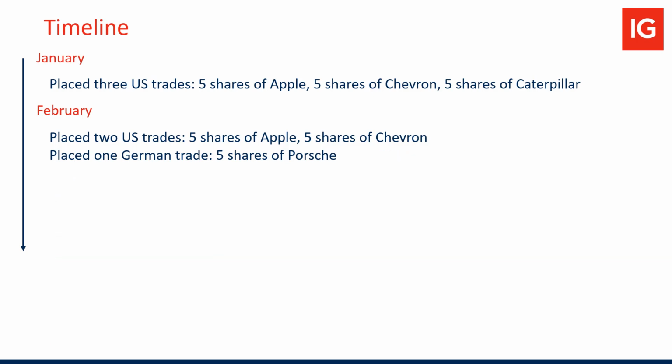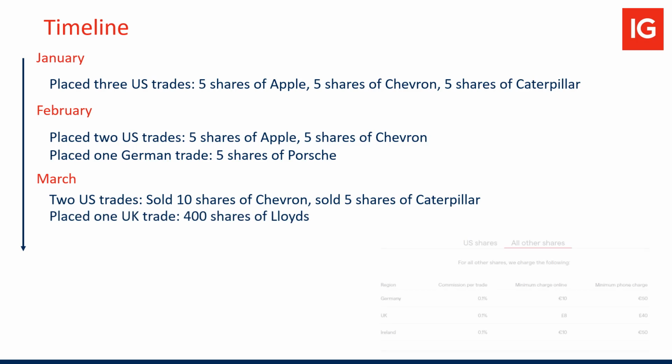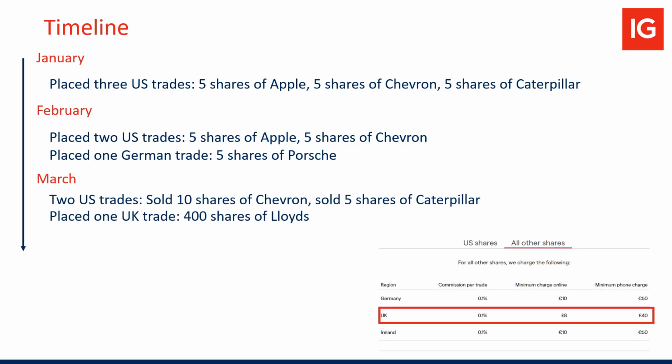And then February passes, and all of a sudden now we're into March. Two U.S. trades. We sold 10 shares of Chevron, and another trade where we sell 5 shares of Caterpillar. No fees on that because again, within March, that's 50 or less trades, right? And we placed one UK trade. We bought 400 shares of Lloyds, where the minimum charge is £8. Otherwise, it's a commission per trade of 0.1%. So if I take a snapshot from the platform, you can see right there, commission £8.